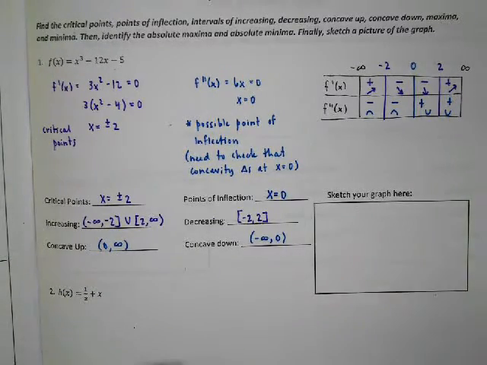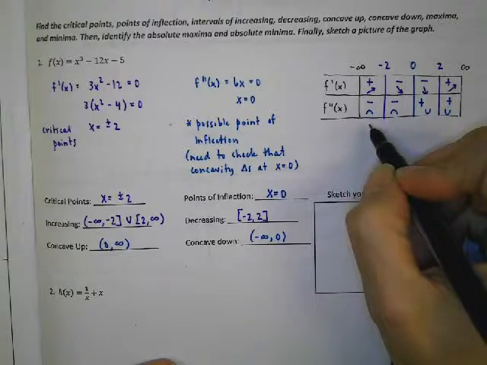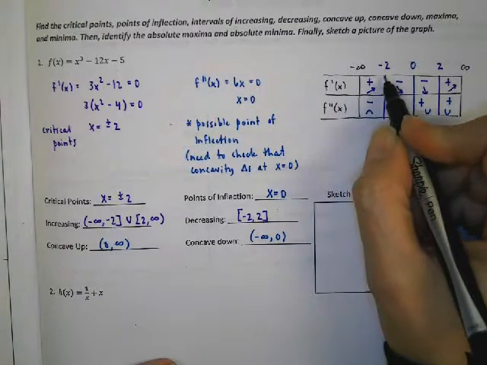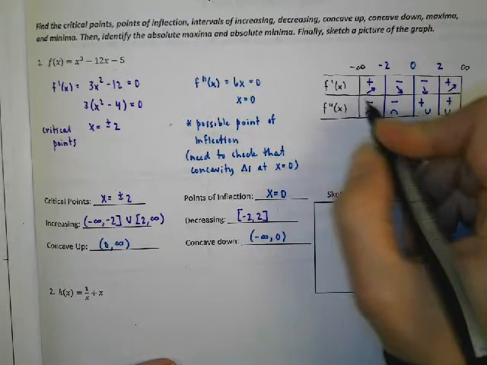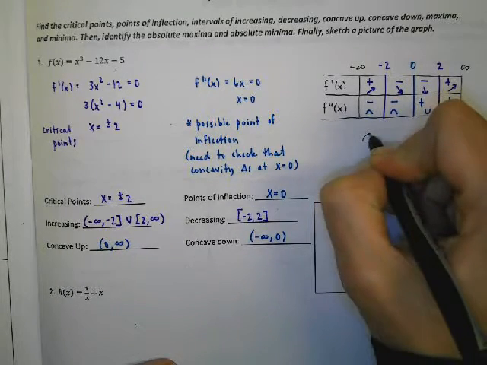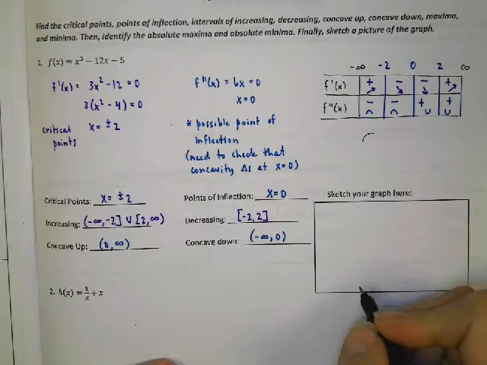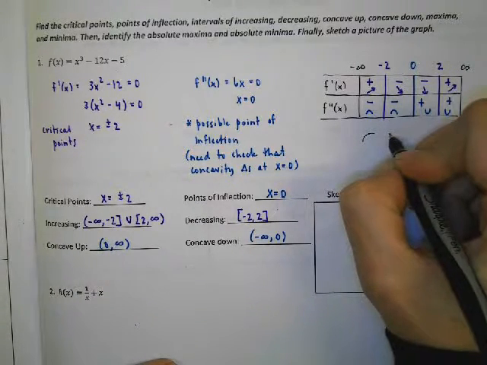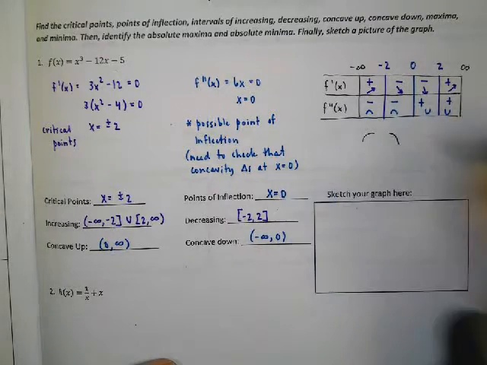So now, we kind of looked at this before. We can really put together the shape of what this thing should look like. So I know from negative infinity to negative 2, I should be increasing but concave down. So I'm going to look like this. Then between negative 2 and 0, I'm decreasing and still concave down, so it's going to take on this shape.